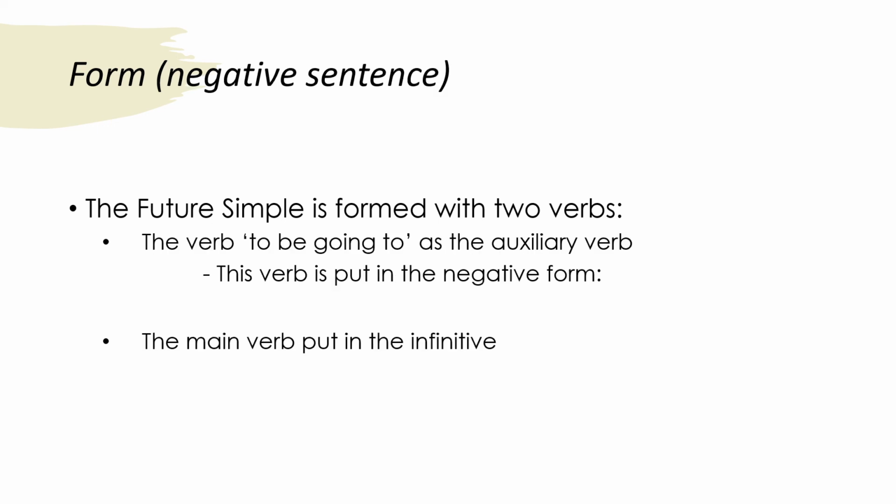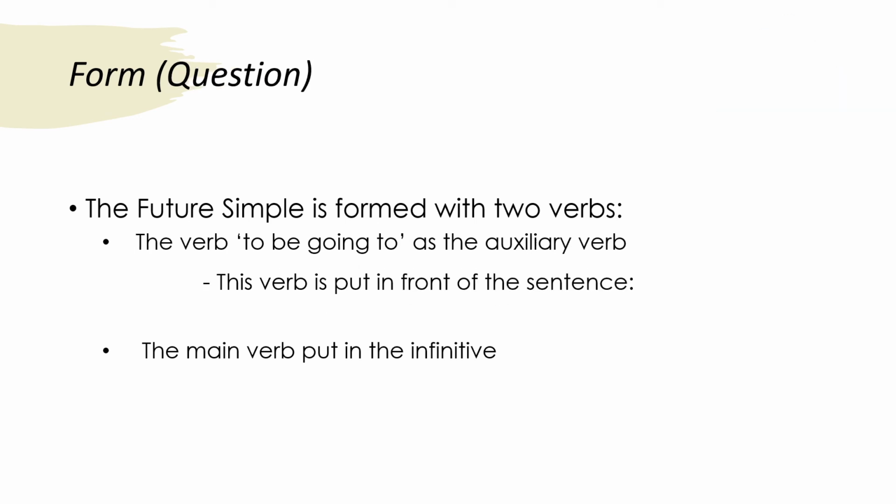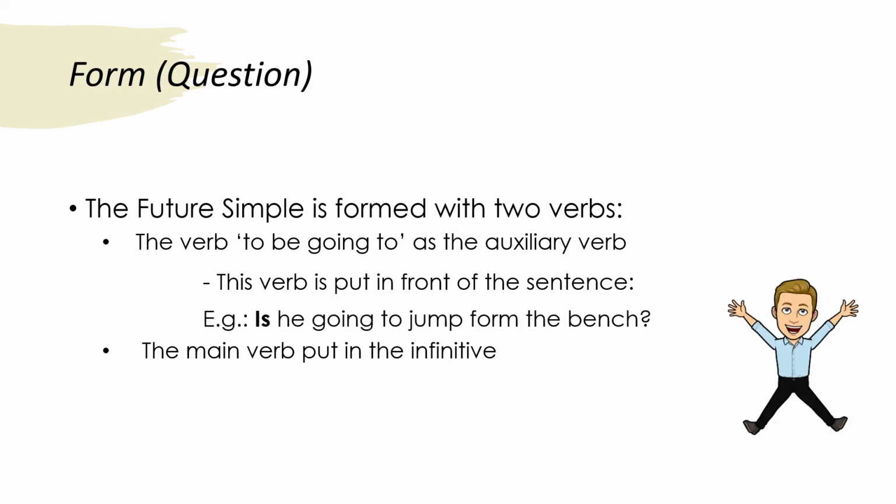Once again, we can also form negative sentences. And if that is the case, we have to change our auxiliary verb to be by placing it in the negative form. For example, I'm not going to agree with that idea. If we want to ask a question, then we change the order of our sentence. The auxiliary verb is once again put in front. For example, is he going to jump from the bench? Now, of course, as always, you need to remember to put a question mark behind your sentence.